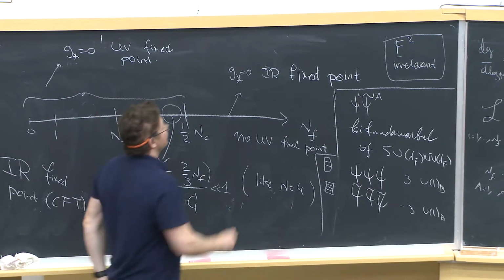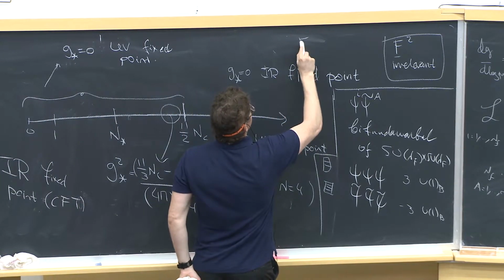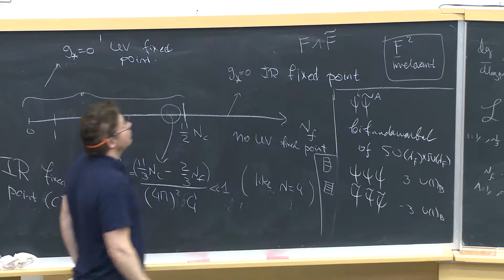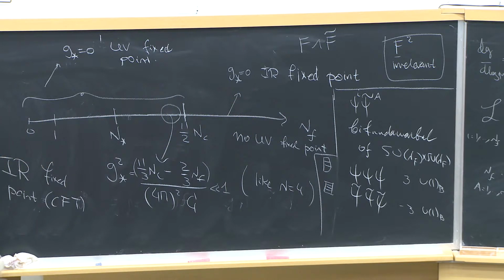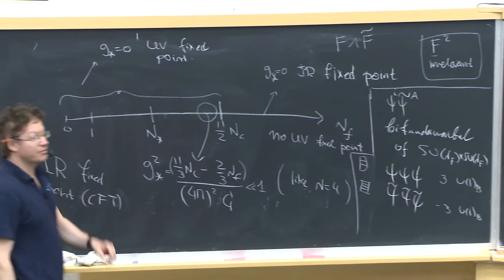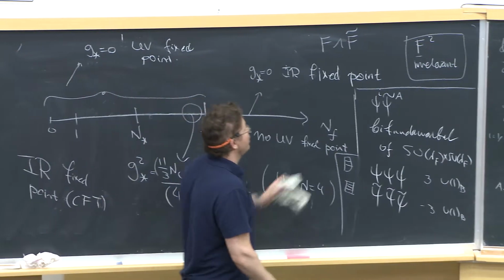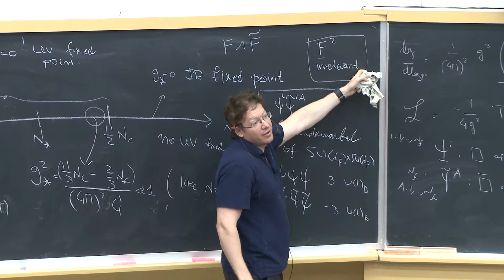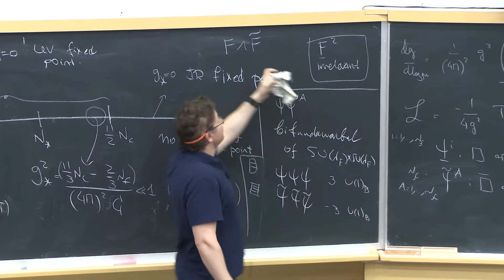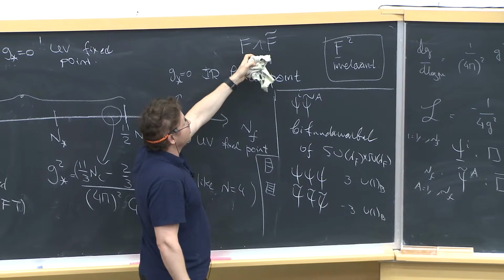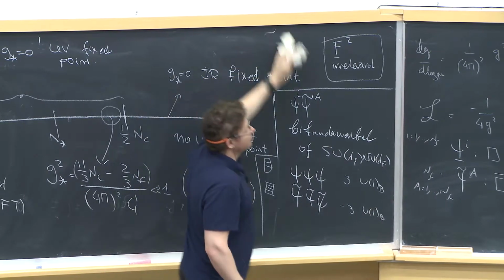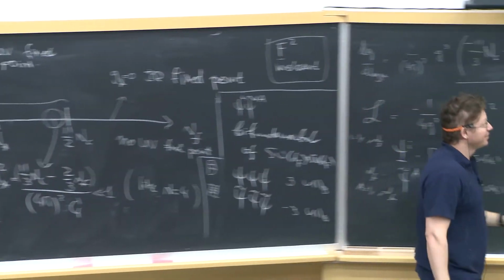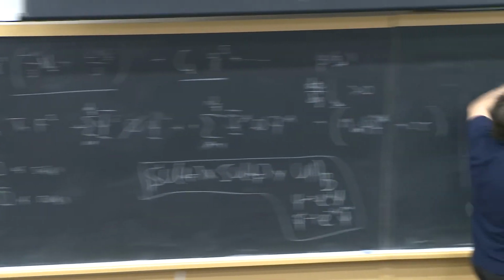Great question. Leonardo is asking, what do we know about the dimension of the operator F F dual? I'll answer this question in a second. So F squared is a singlet operator, which is parity even, time reversal even. There is another interesting singlet operator, which is F F dual. So let's discuss that. Since Leonardo asked, I have an excuse to discuss something I like.